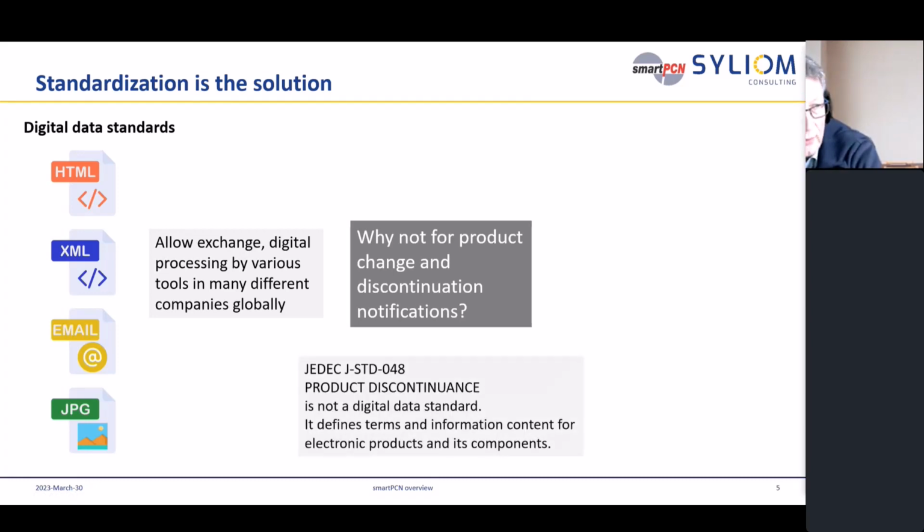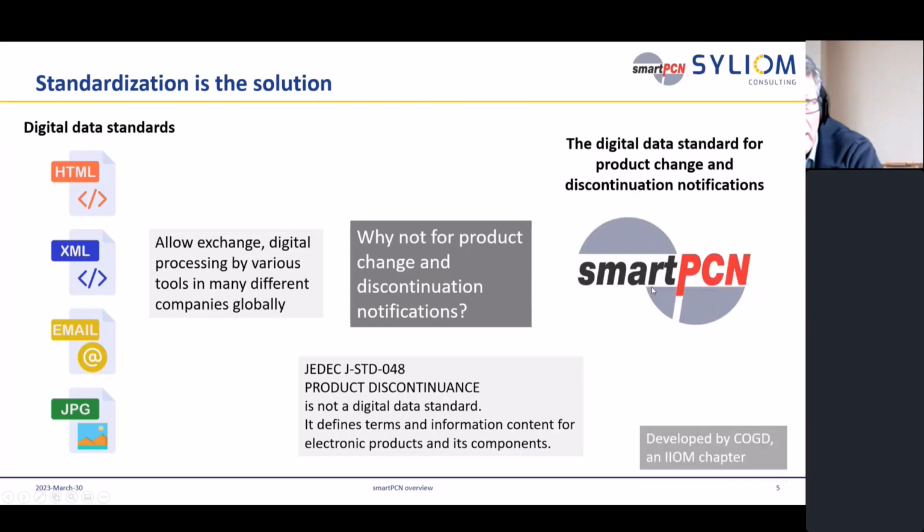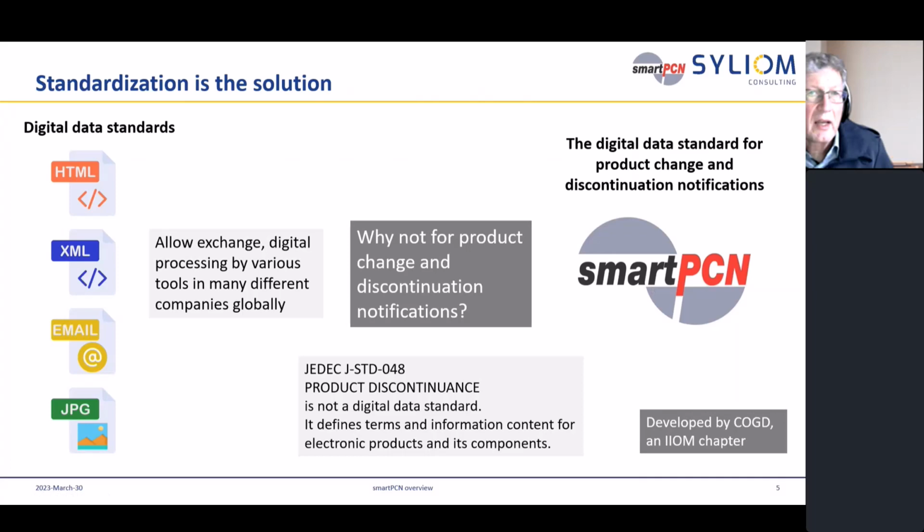There is a JEDEC standard for the product discontinuance, and this is not a digital data standard. It defines terms and information content for electronic product, but all the other aspects are left out. So Smart PCN has been developed by the COGD, which is an IOM chapter, the Component Obsolescence Group in Germany, because there have been many people who really suffered from receiving so many PCNs, and they developed over many years the digital data standard for product change and discontinuation notification, and we call it Smart PCN.